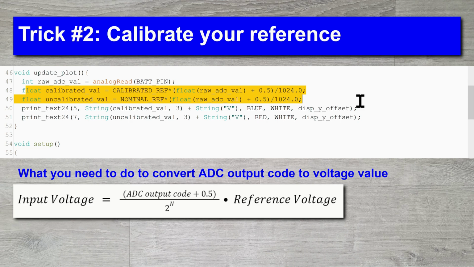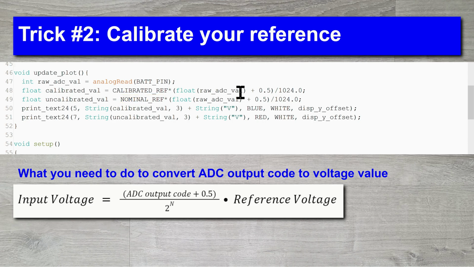These two lines are simply implementations of the second equation here. The only difference between them is the first line is using this calibrated reference. The second line here is using the nominal reference. And what's the difference between these two references? Let's go take a look.